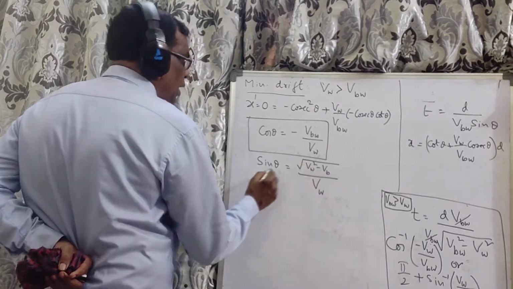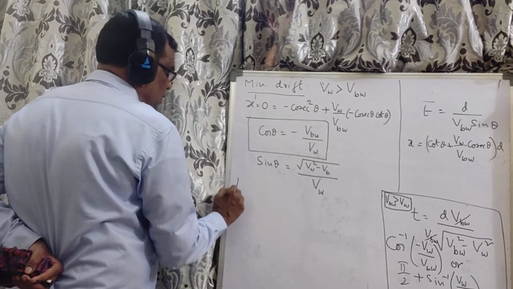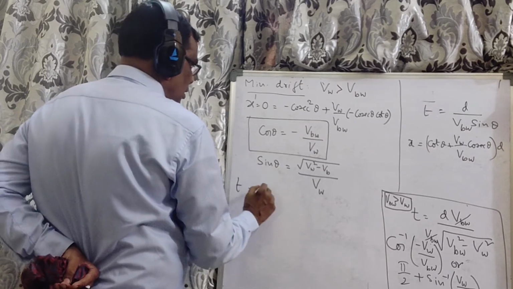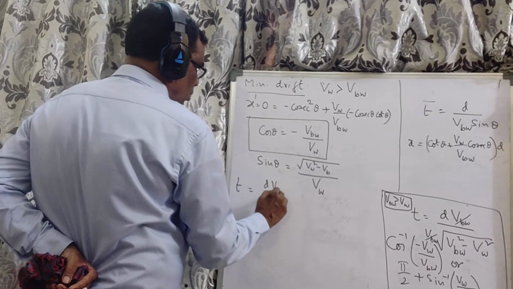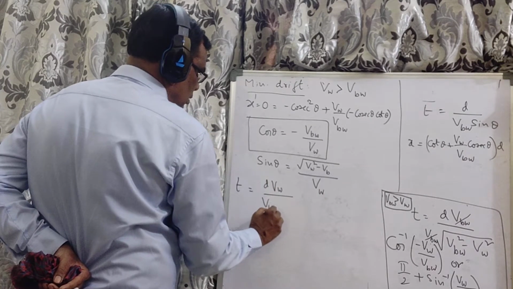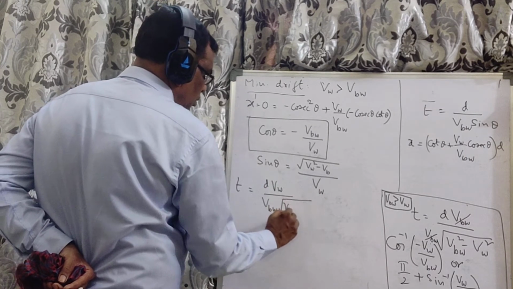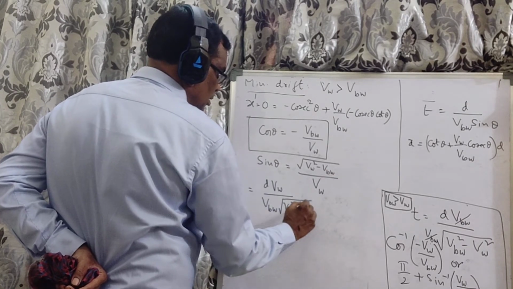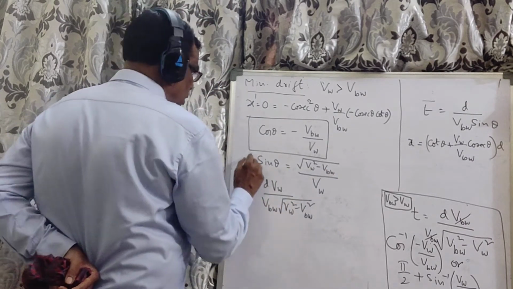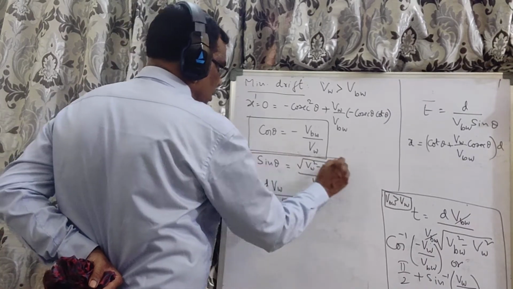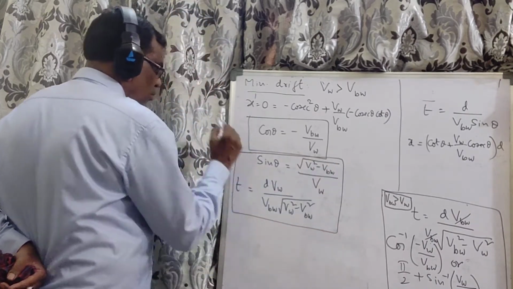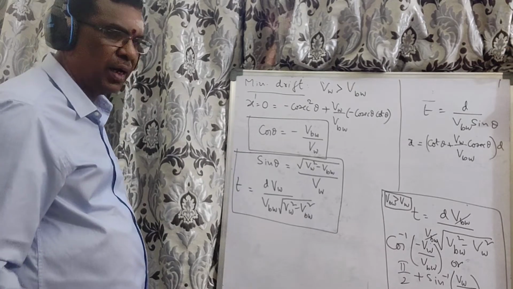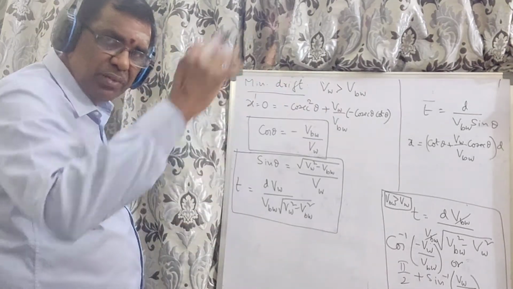And now you can write what is the time taken for this. That is d by VW by VBW, under root of VW square minus VBW square. So this is the time taken. That is the time taken. Now what is the minimum drift?